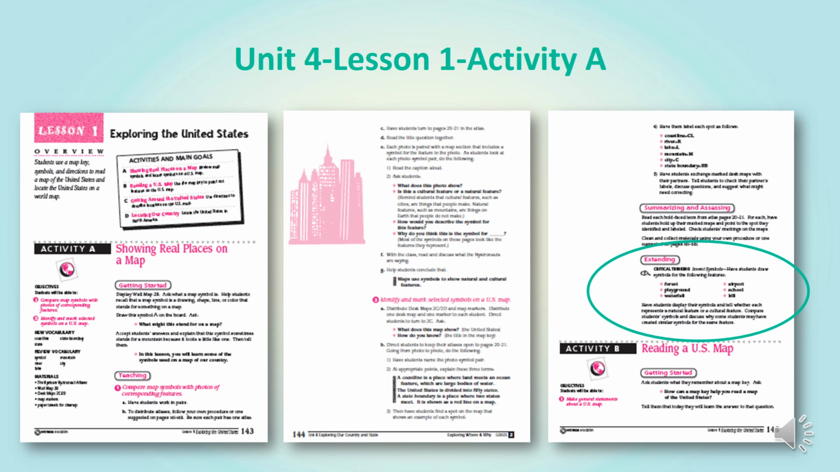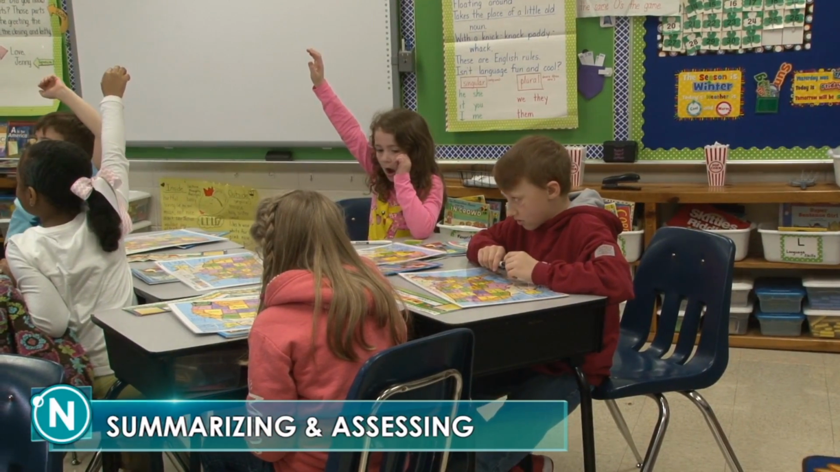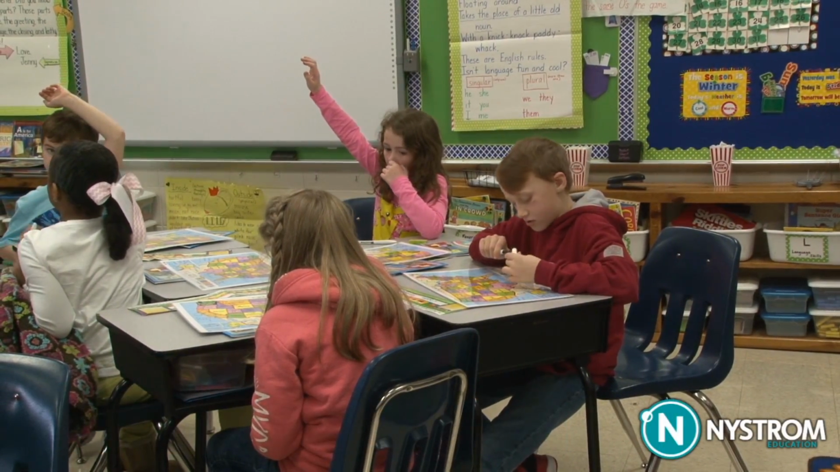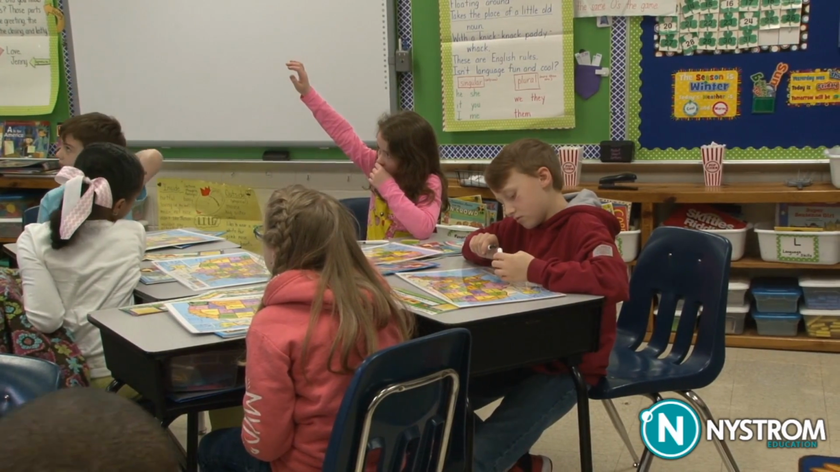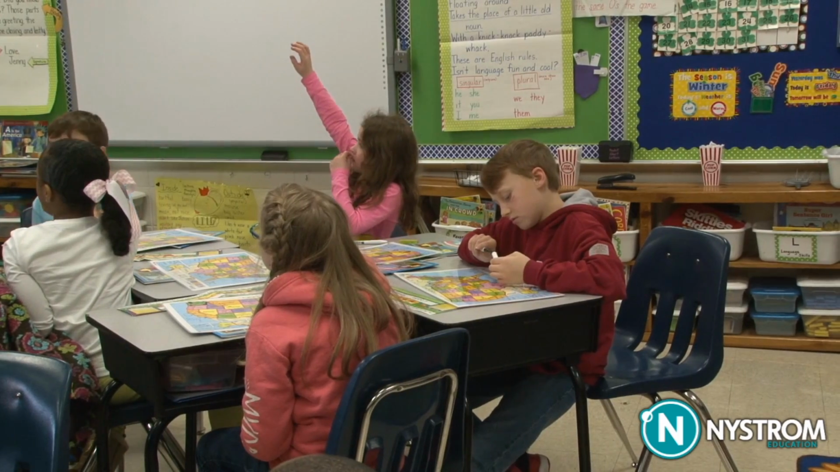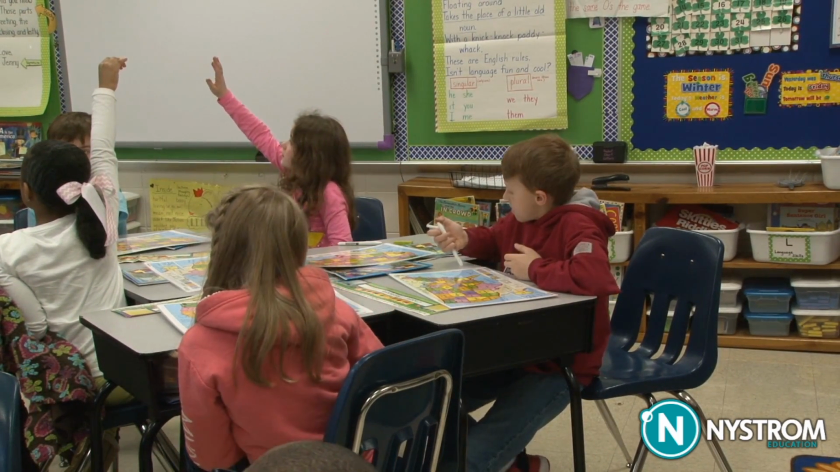Remember our discussion in the previous sessions about units, lessons, and activities? Here we are utilizing Unit 4, Lesson 1, Activity A, Show Real Places on a Map. How would you label a forest on a map? Okay, we could put an F, but what if we had to draw a symbol? One tree? A lot of trees. More than one tree. You guys are smart.